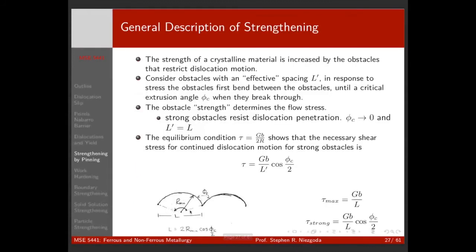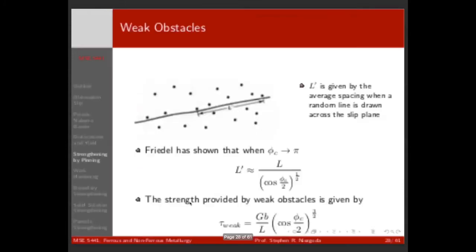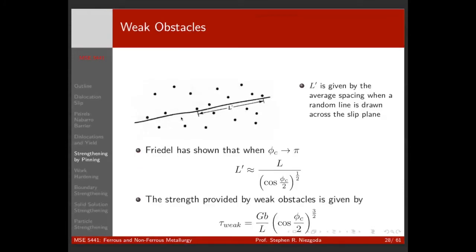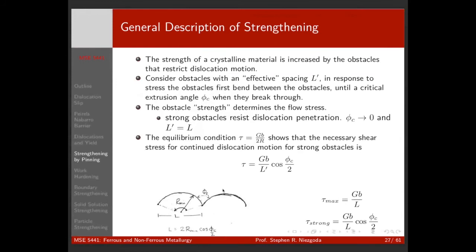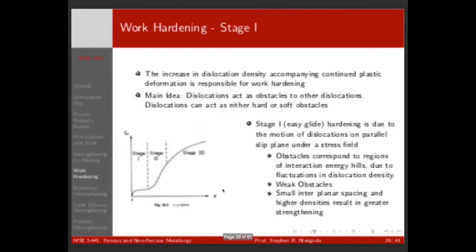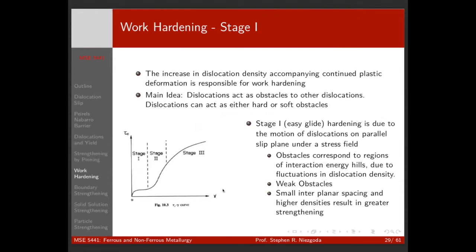So if these are particles that need to be bowed around, versus particles that are easy to cut. And in aluminum, we'll talk about this in terms of, say, these will be GP zones, and these might be coarse intermetallics, right? So, okay.